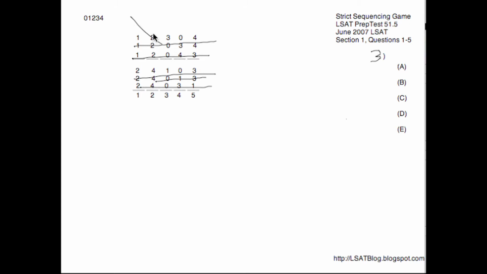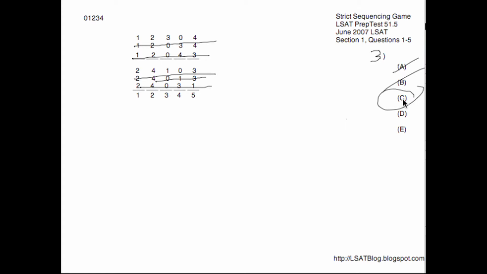Happens in the first possibility, but not in the second valid possibility, so A is gone. Must the third digit be 3? Once again, happens in the first possibility, but not in the second valid possibility here, so B is gone. Must the fourth digit be 0? Happens in the top one and the second one, so C is our answer. We're good. Those are the only 2 that are relevant.